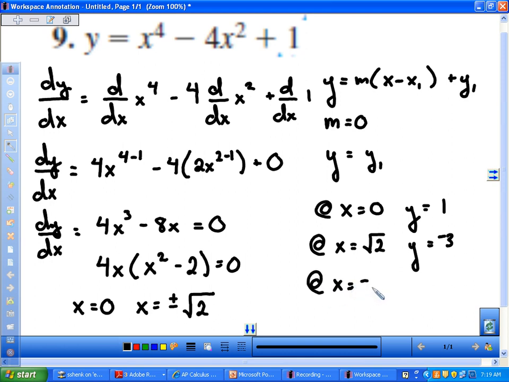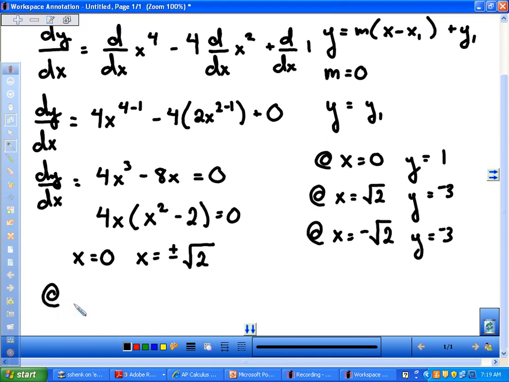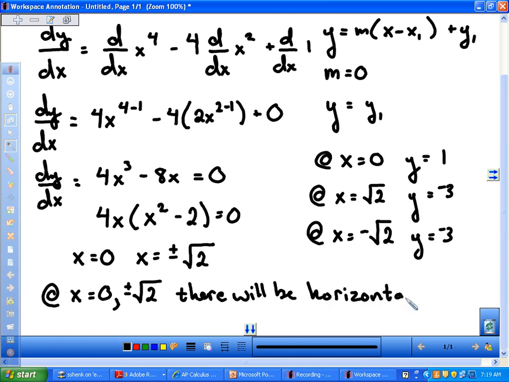At x equals negative root 2. What's negative root 2 to the 4th going to be? Same thing, right? What's x squared going to be when it's negative root 2? The same thing. Are we going to get the same y value? Yeah, we're going to get the same y value again. y equals negative 3. So summarize this up now then. At x equals 0, positive and negative root 2, there will be horizontal tangents, and those horizontal tangents are going to be y equals 1 and y equals negative 3.